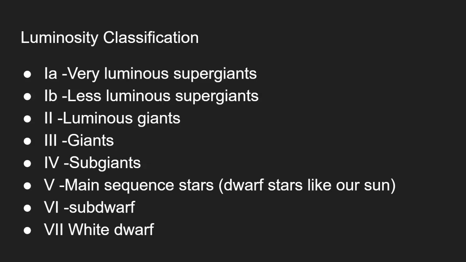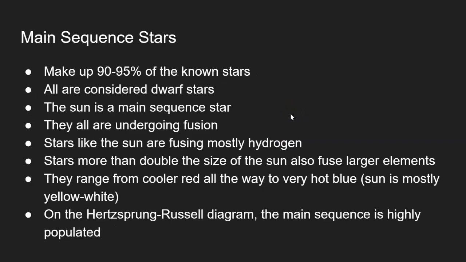That's where the sun is. It's in number 5 down there, or Roman numeral 5, letter V. And then you've got subdwarfs and white dwarfs. So our sun is not terribly big and not terribly luminous. Main sequence stars are where most of the stars are. They make up 90 to 95% of the known stars.